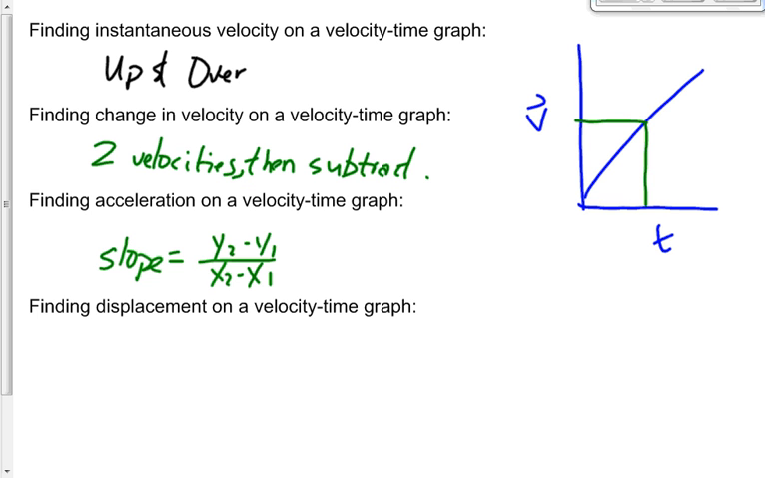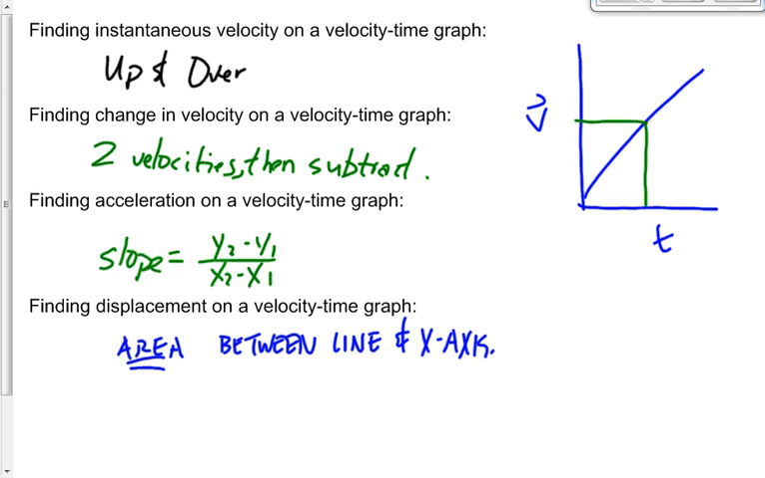Now, finally, the displacement. This is a tougher one. Okay, you want to find the displacement on a position time graph. It's just up and over, subtract them. It's easy. On a velocity time graph, it's harder. Pay close attention to this, and then we'll do an example where you'll see how to actually go about doing this. The displacement is the area between the line and the x-axis.